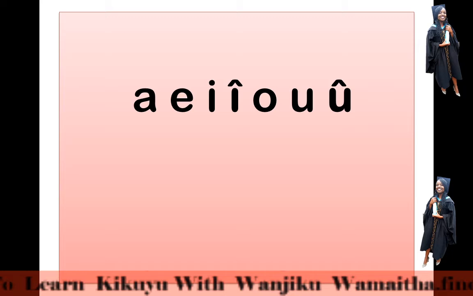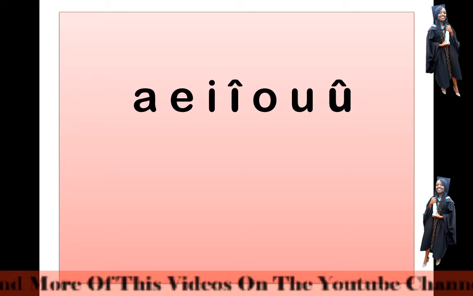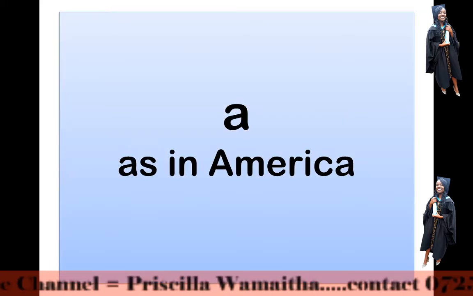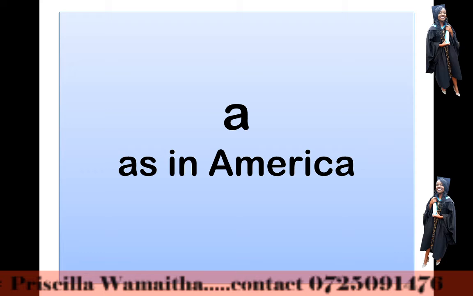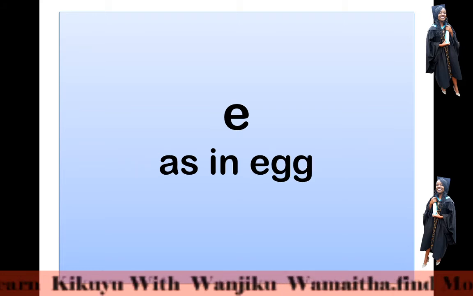These vowels, how do we pronounce them in Kikuyu? Or do we just pronounce them as we do in English? Let's go. The first vowel A is pronounced just like the A in the word America. Then we have E, just like the E in the word egg. Vowel I is pronounced just like the I in the word in, or in the word India.